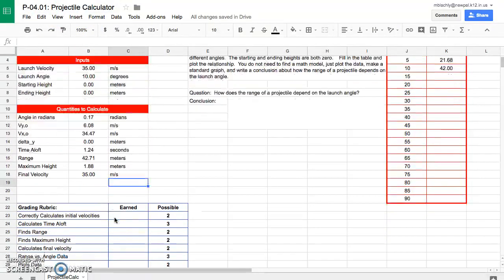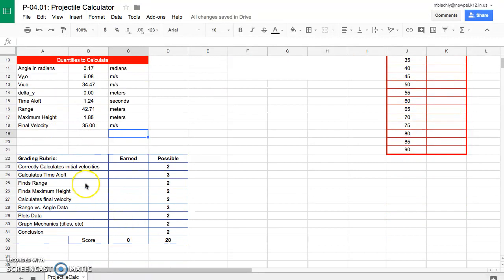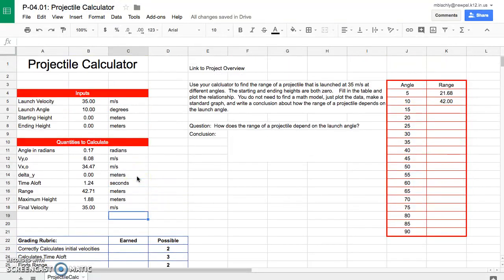Down below over here, if you're interested, is the rubric where I will assign points for each of the various components. And you can take a look at that after you've turned it in and you got it back, so you can see if you missed any points.